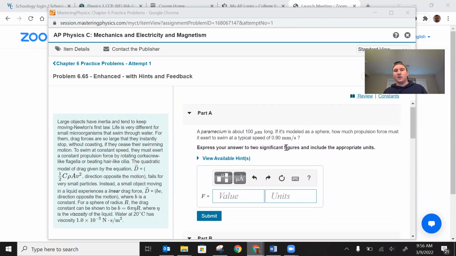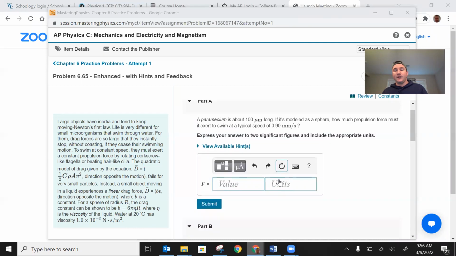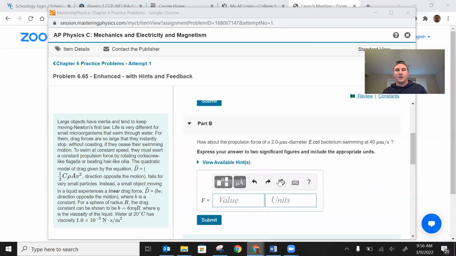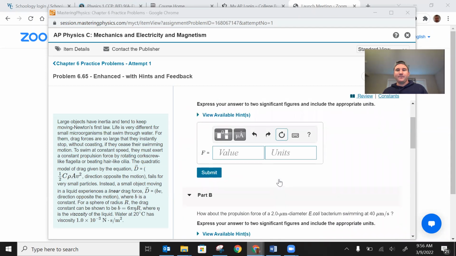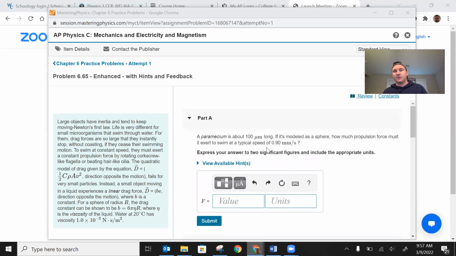100 micrometers long, modeled as a sphere. How much propulsion force does it need to exert to swim at 0.90 millimeters per second? So basically, because it's moving at constant speed, we have to figure out what the drag force is, because if we can figure out the drag force, then we can figure out what the propulsion force has to be in order to make it move at constant speed.